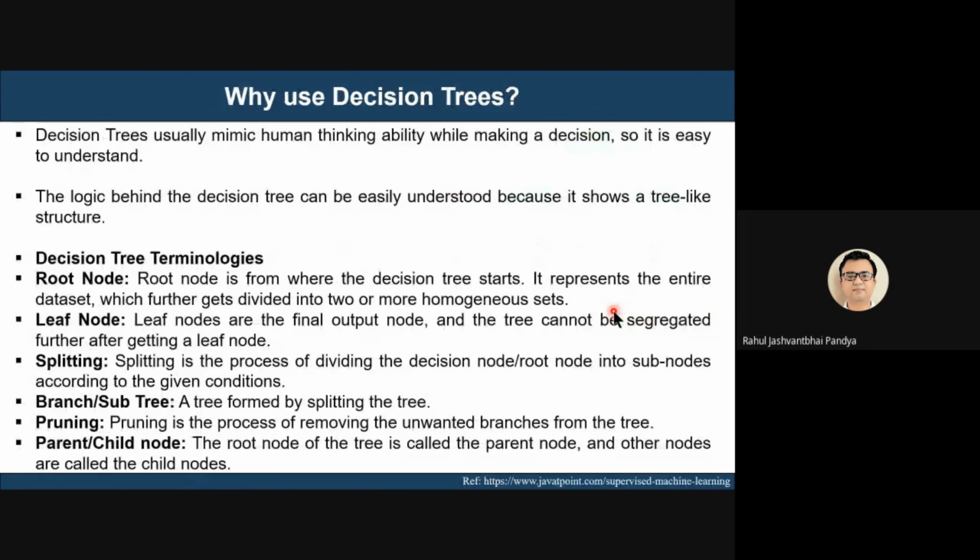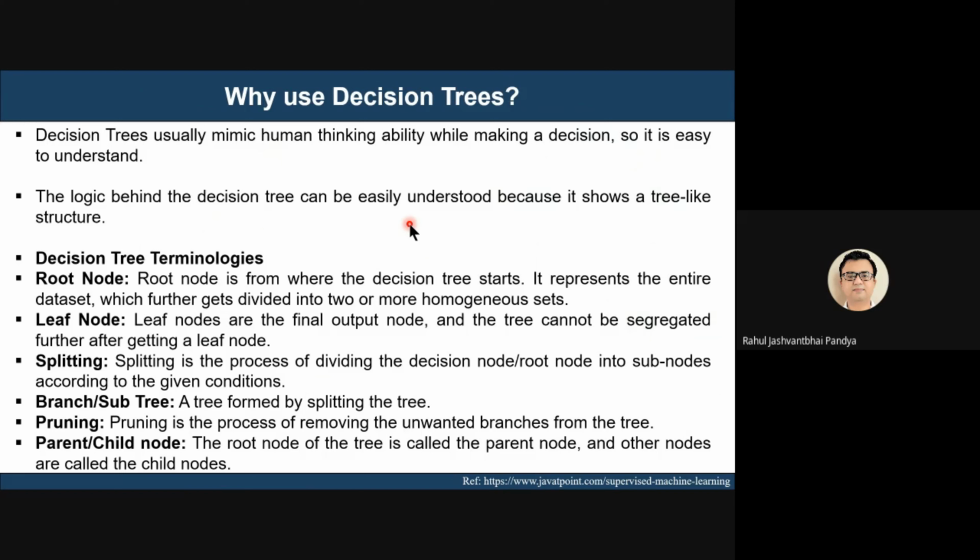Why we use the decision tree algorithm? Decision trees usually mimic human thinking ability while making a decision. So that's why it's easy to understand also. The logic behind the decision tree can be easily understood because it's a tree-like structure, so an easy representation can be given using this.